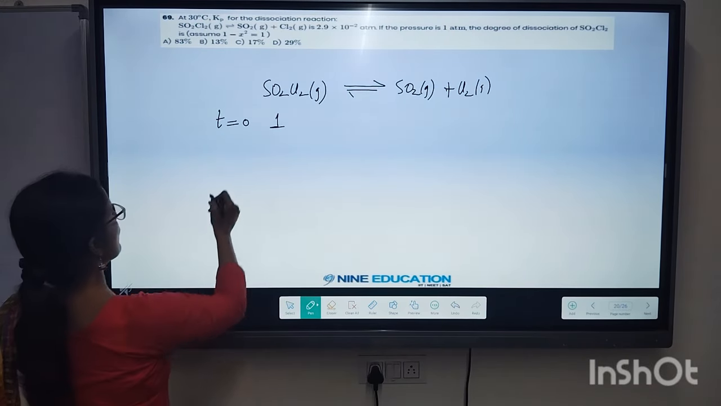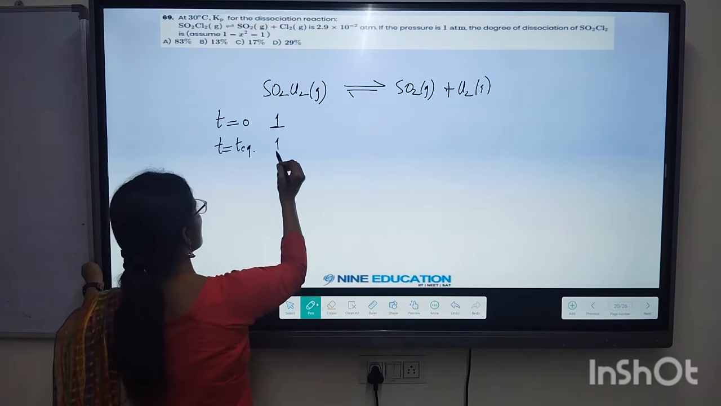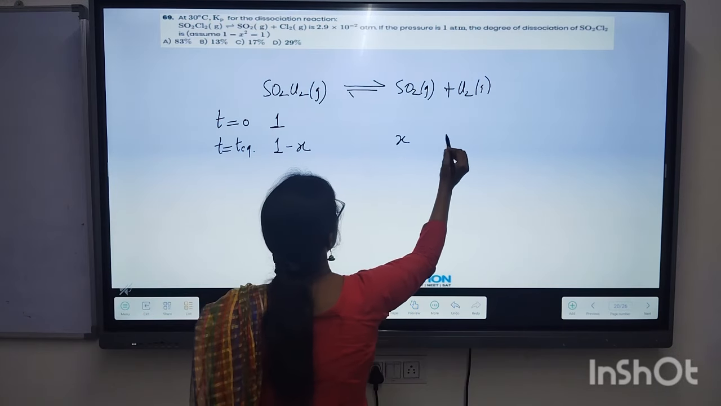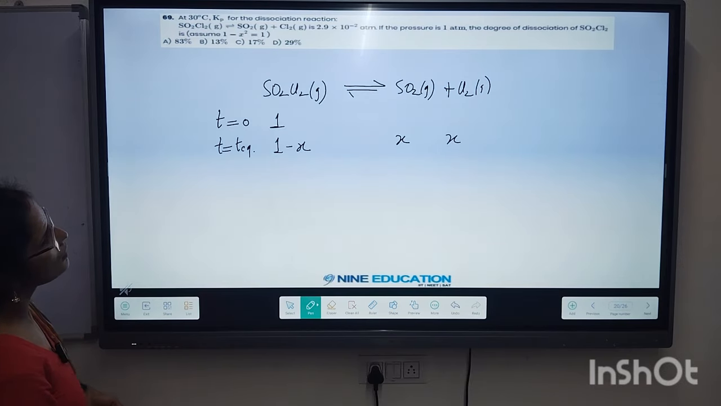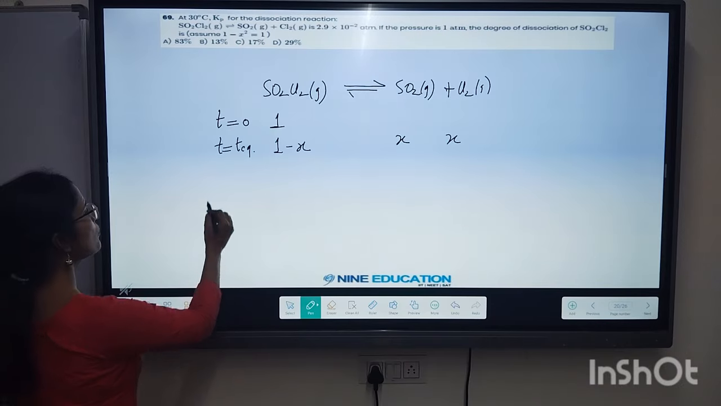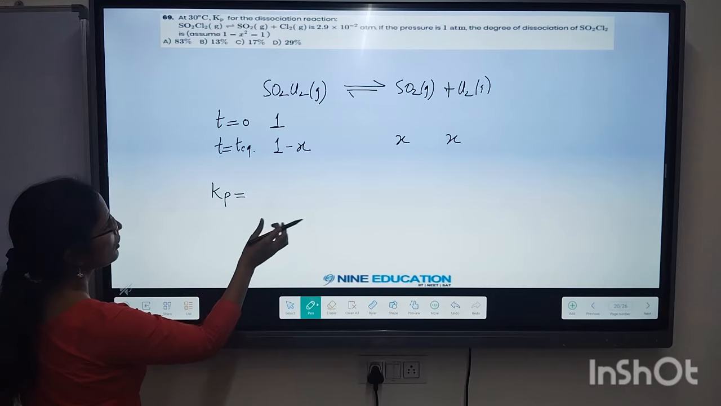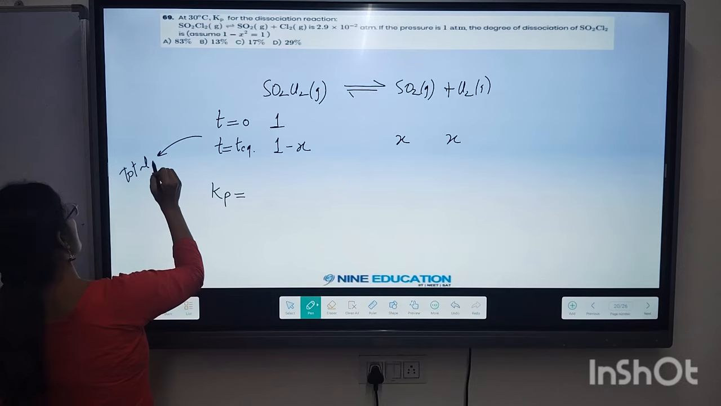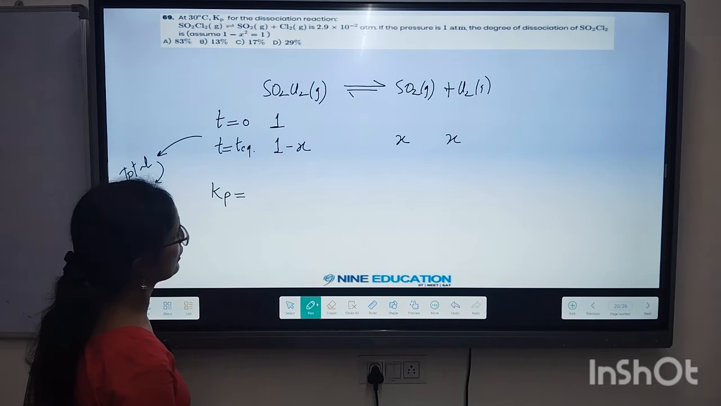At equilibrium, some amount of SO2Cl2 will be dissociated. Let us say x moles out of 1 are dissociated, so x of SO2 and x of Cl2 will be forming. Now at equilibrium, I need to talk about Kp. Kp will be the partial pressures of products divided by reactant. And at equilibrium, the total number of moles will be 1 - x + 2x, which is simply 1 + x.